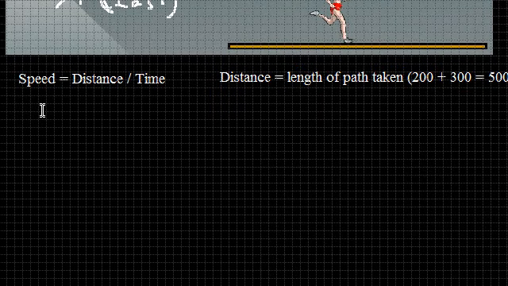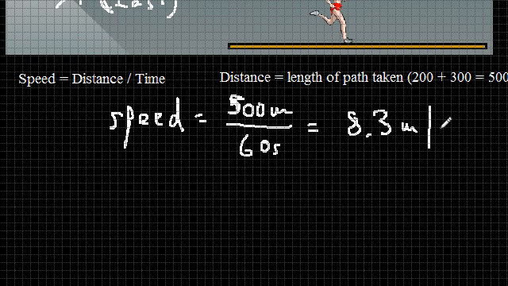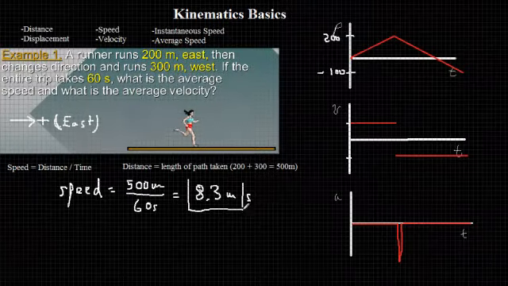So if we wanted to do that math, we could simply write speed equals 500 meters over 60 seconds. And we do that on the calculator. We'll just abbreviate here. 500 over 60 is about, what's that? It's 8 1/3, so 8.3 meters per second. So that's how you would express the speed of this runner.